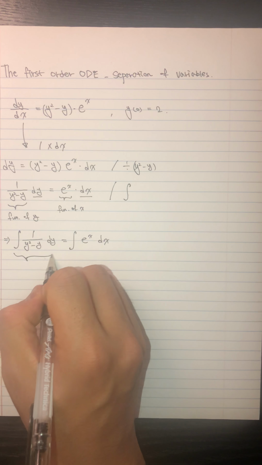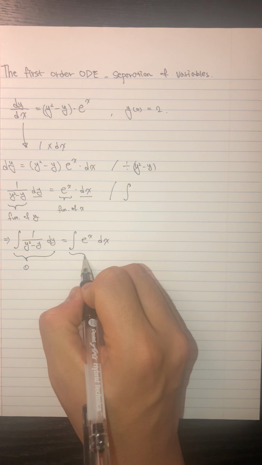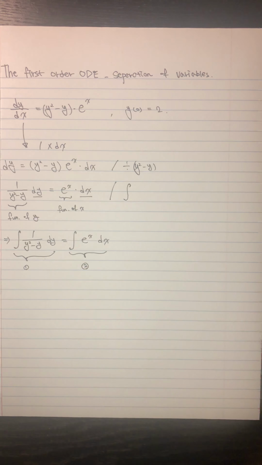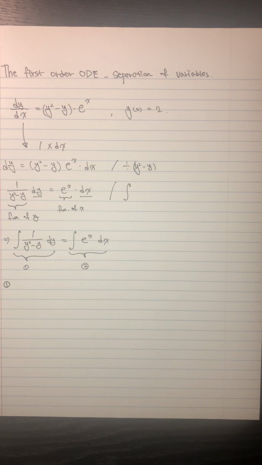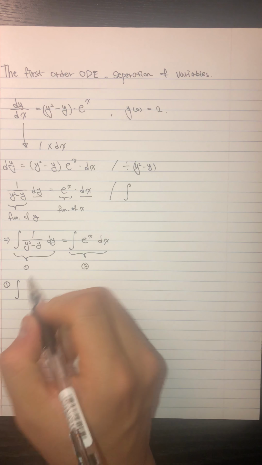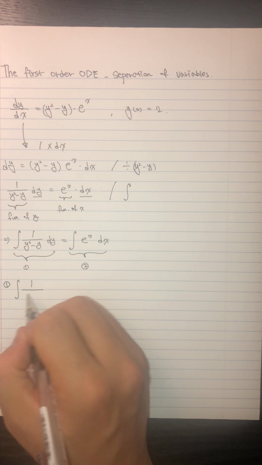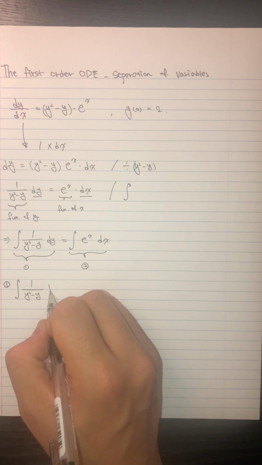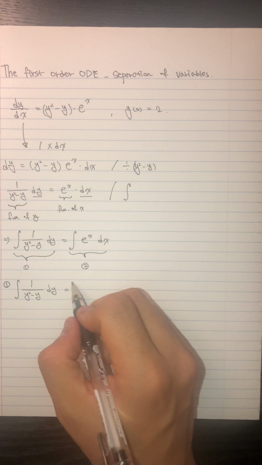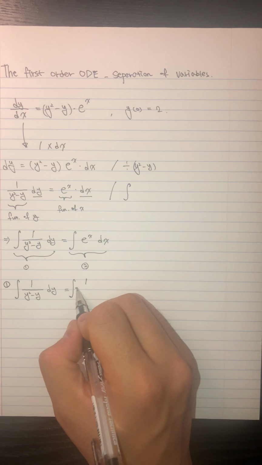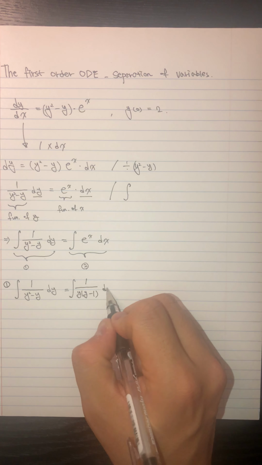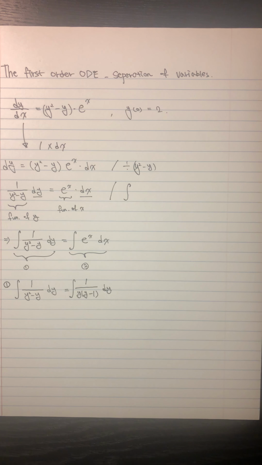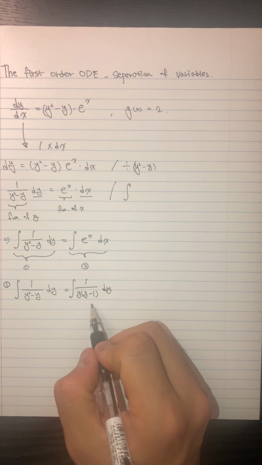So we can call this term number 1 and this term number 2. Just focus on number 1 first of all. Integral 1 over (y squared minus y) dy. We can rewrite this as 1 over y times (y minus 1) dy. So now we can use partial fraction for this term.